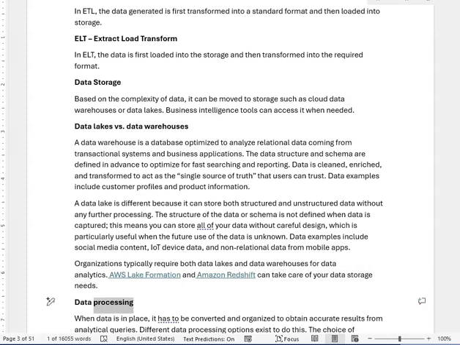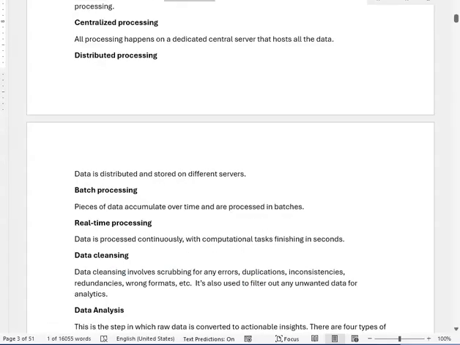Data processing. When data is in place, it has to be converted and organized to obtain accurate results from analytical queries. Different data processing options exist to do this. The choice of approach depends on the computational and analytical resources available for data processing.